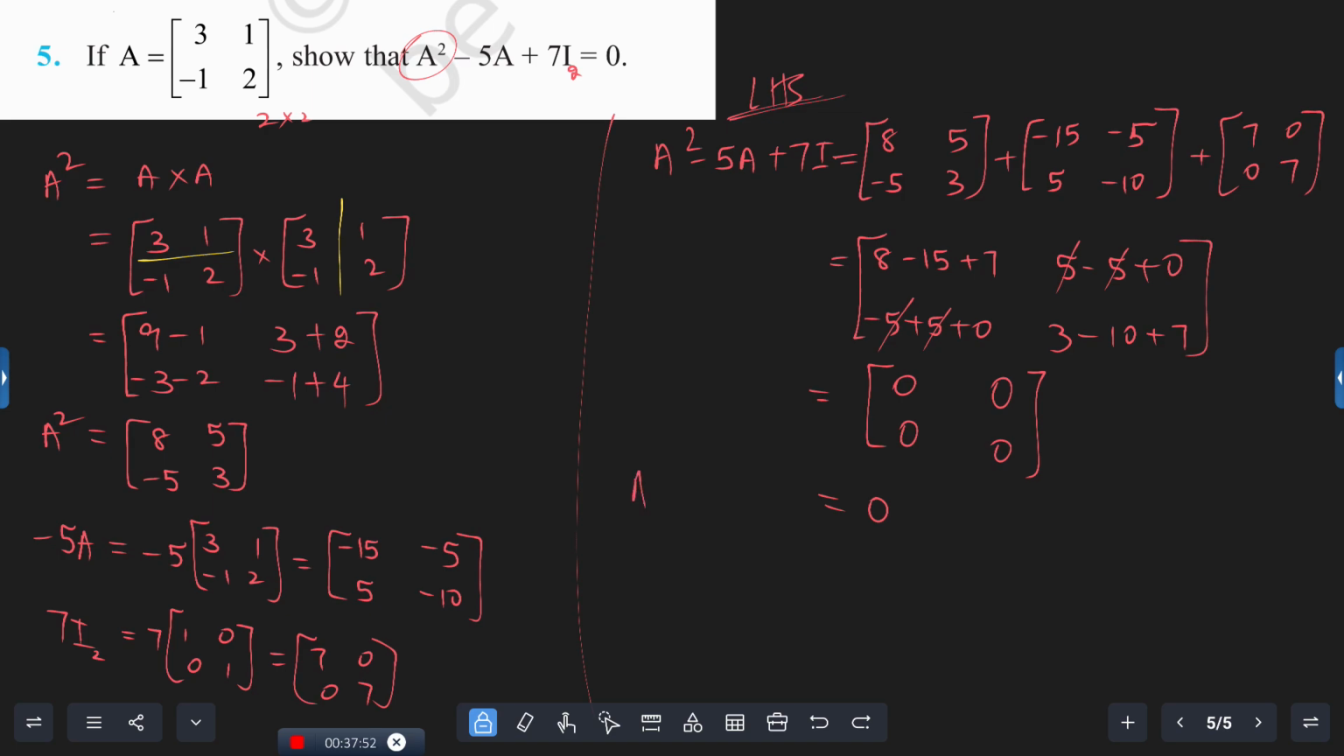So that is what they asked to bring: A squared minus 5 times A plus 7 I is equal to 0, you will be getting. Have you understood, children? Is it okay? Right. Copy faster, Raja. We'll go to the sixth one.